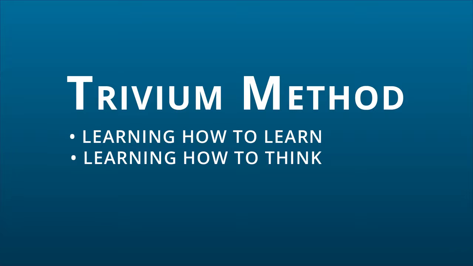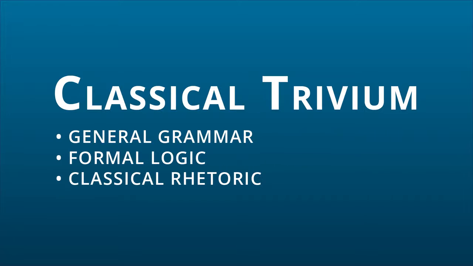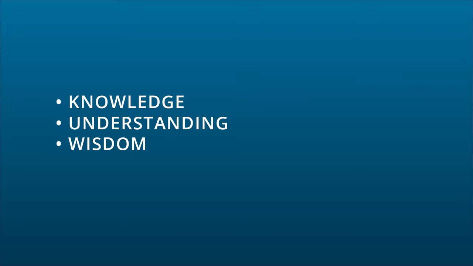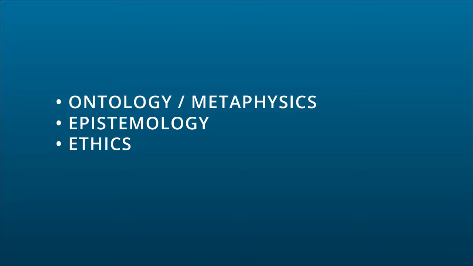The three paths of the trivium. Three paths meet to become the trivium method that accurately models how we think and learn. The three paths can be described through different models of three. The classical trivium model is general grammar, formal logic, and classical rhetoric. This can also be represented as knowledge, understanding, and wisdom; input, processing, and output; or ontology, epistemology, and ethics.